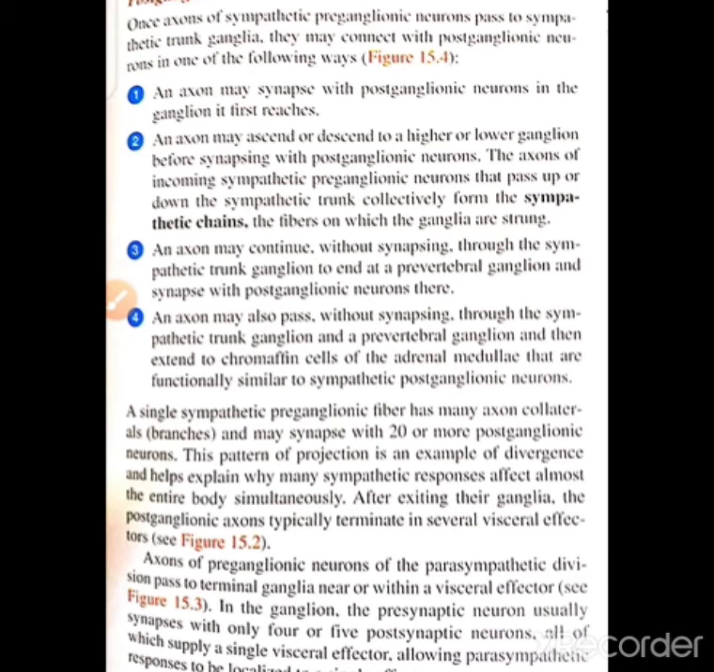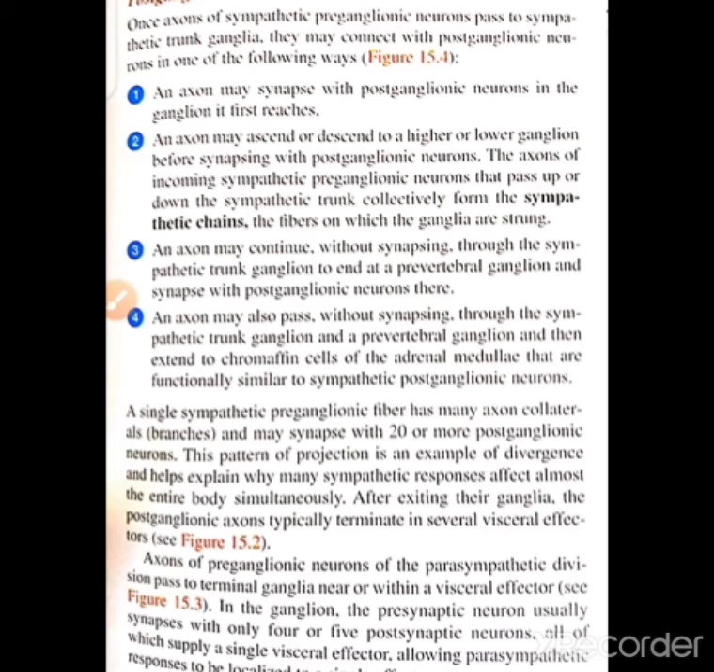If they have to supply the lower abdomen, the organs below the lower abdomen, it just passes through without synapsing through the sympathetic trunk ganglia to end at the prevertebral ganglia and synapse with the postganglionic neurons there. So it will synapse there.